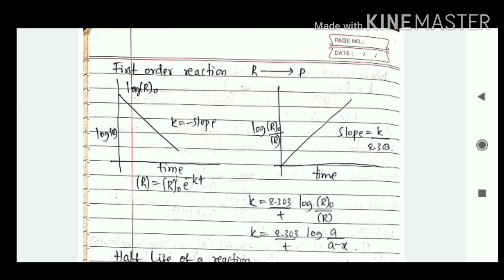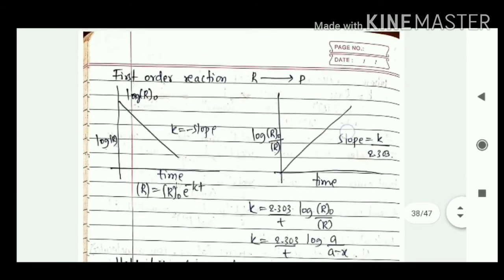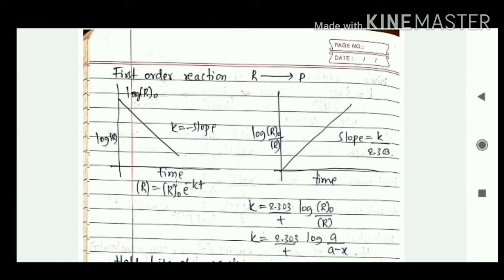We can plot one more graph. This first graph is related to this one, R is equal to R naught e raised to minus k into t. We can plot one more graph, that is log R naught divided by R versus time.